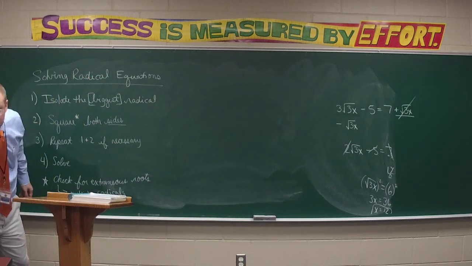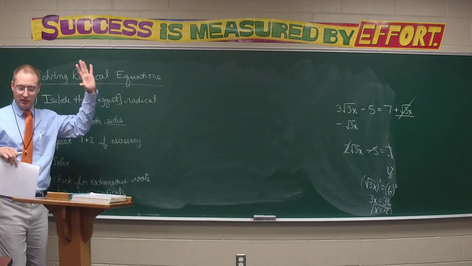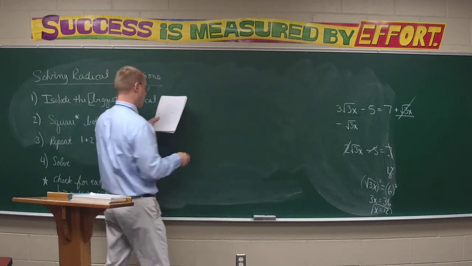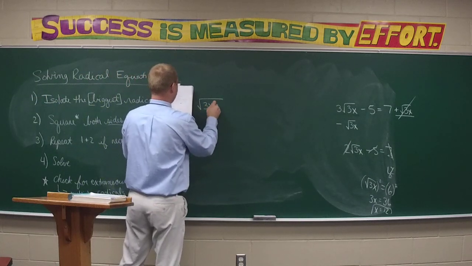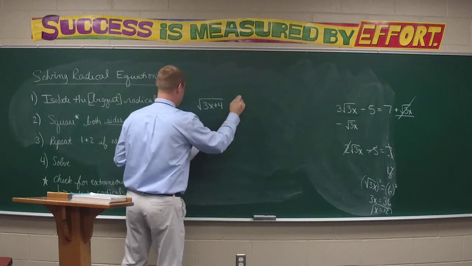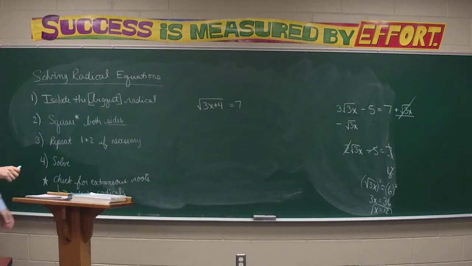Questions on that one? How many feel like you're kind of getting the idea? Good. Good. Let me insult your intelligence a little more. Write this one down. The square root of 3x plus 4 is equal to 7. 2 steps for this radical equation, class. Isolate the radical, square both sides.